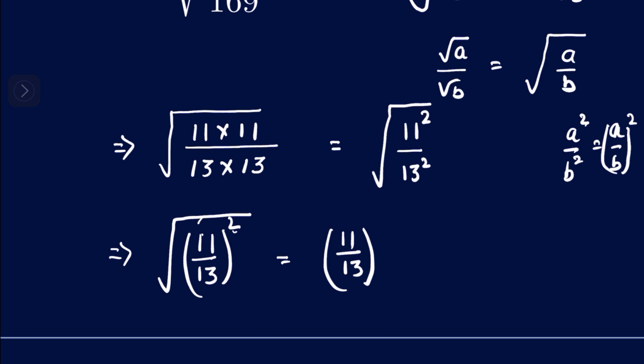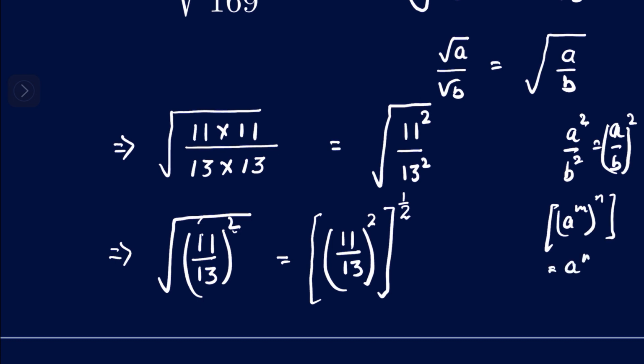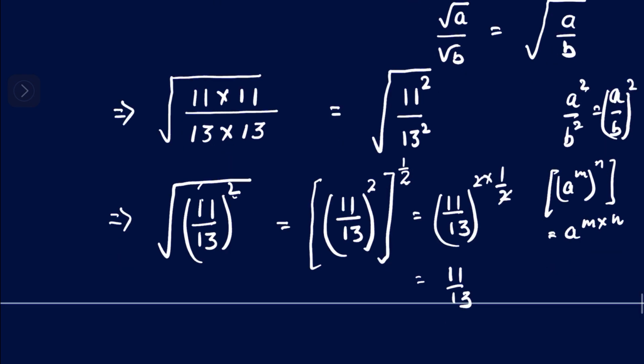How? We have 11 upon 13 whole square, and square root can be written as whole power of 1 upon 2. Now a to the power m bracket n is equal to a to the power m into n. So this can be written as 11 upon 13 whole 2 multiplied 1 upon 2. In this way we can remove the square root. So your answer is 11 upon 13. You can skip these steps and simply remove the square root if there is a square.